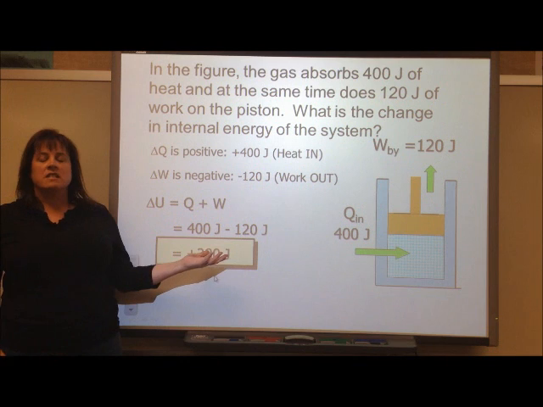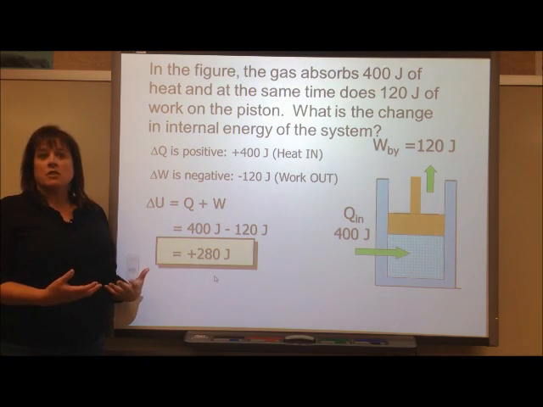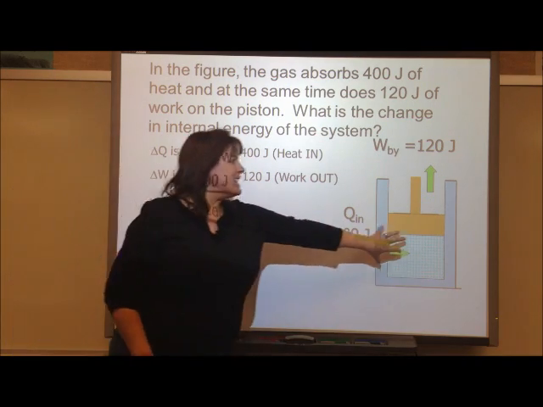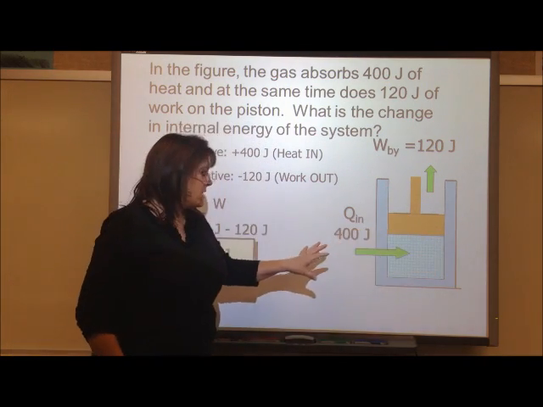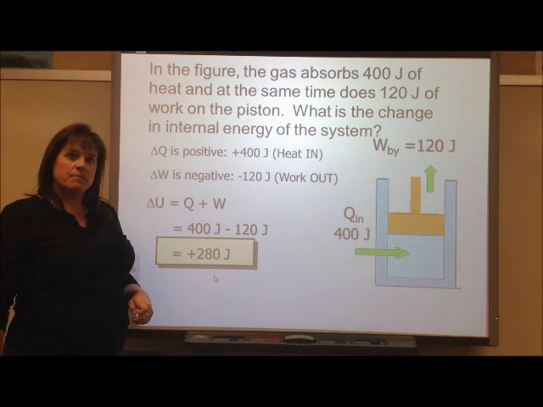Because our answer is a positive 280 joules, that means that the internal energy of our system is increasing. The amount of energy we have contained in this gas is increasing because the amount of heat flowing in is greater than the amount of work being done by the gas.